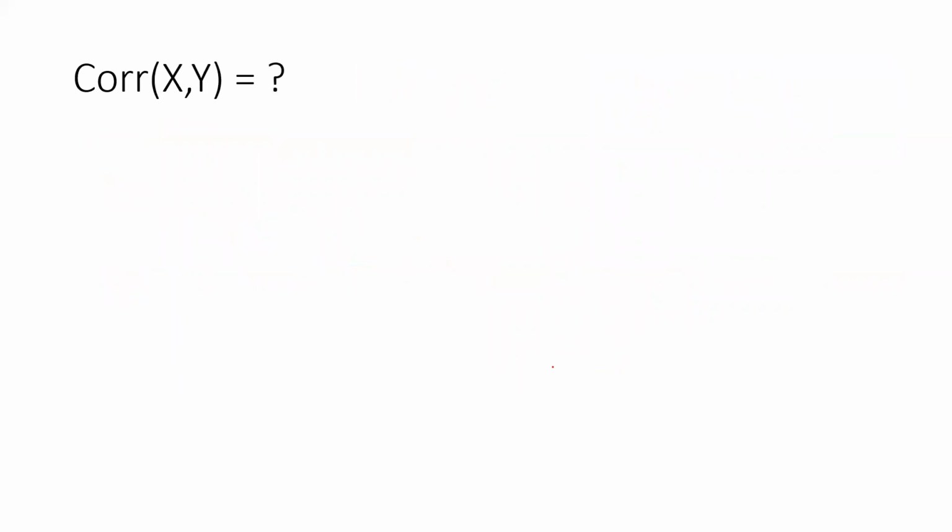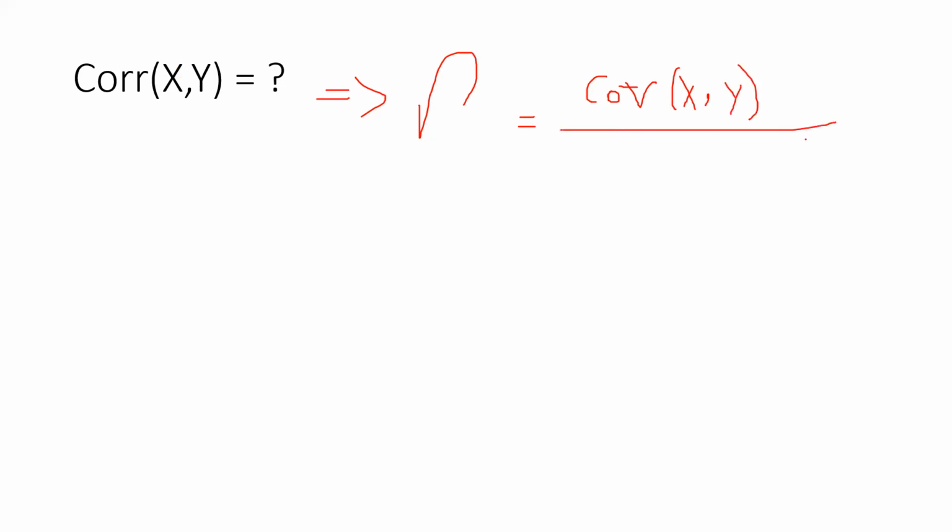For the correlation of X and Y, which is very important because most practical questions are related to finding the relation between X and Y, how they are related, we should know the formula related to correlation. You can also show it by rho. Rho is equal to the covariance of X and Y over the square root of the variance of X times the variance of Y.